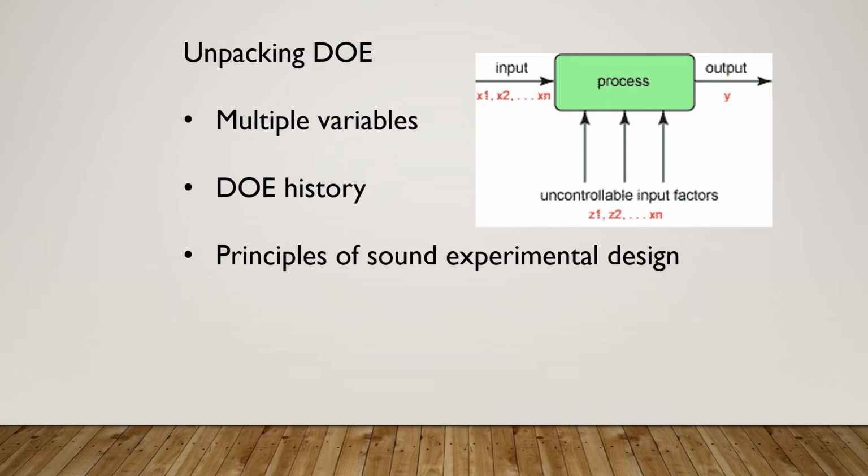DOE is called a multivariate method. This is because, as our diagram illustrates, there are multiple inputs and multiple uncontrollable input factors. I don't want you to get the wrong idea that DOE is a free-for-all where everything happens at once in a haphazard way. It's useful to see what Fisher has to say about this topic.